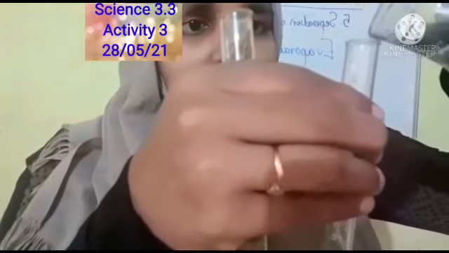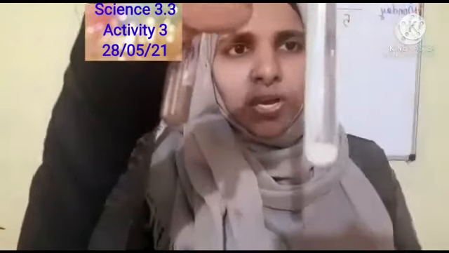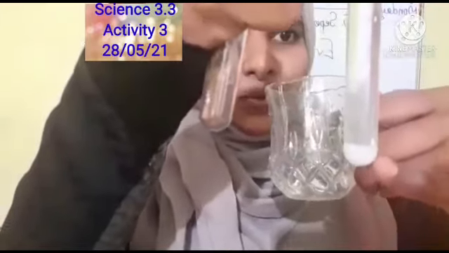Dear children, now look at my hand. I have salt in one test tube and a little sand in another test tube. Okay. Now I am going to pour a little water inside the test tube which contains salt. Okay, clear, all of you? So we know that the salt dissolves, right?